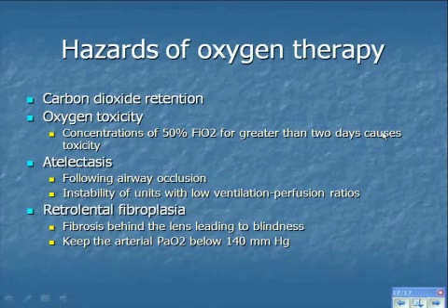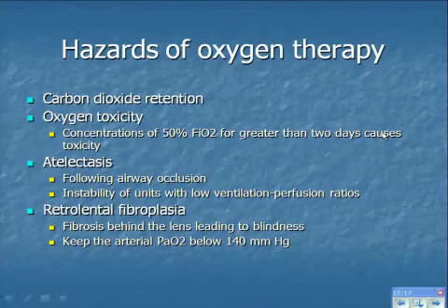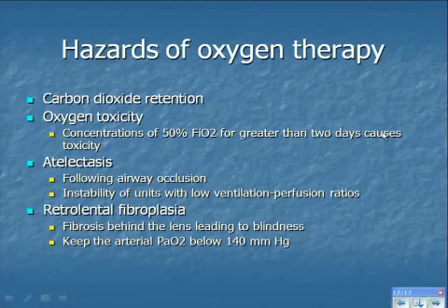The other thing where you have to be really careful is in kids, you can get what's called retrolental fibroplasia. And the answer to that is that you have to keep the PaO2 levels below 140. So if you have to increase your FiO2, it's okay as long as you draw your blood gases and keep the PaO2 less than 140. That's what matters. Okay, why 140? What's the critical value about that?